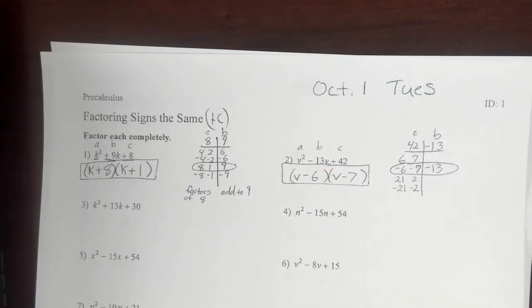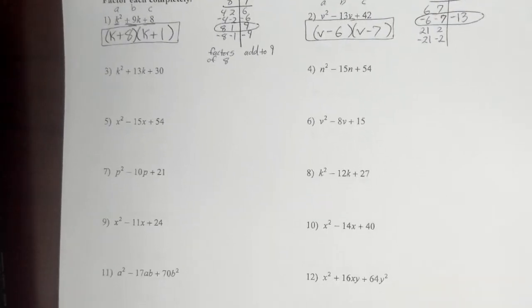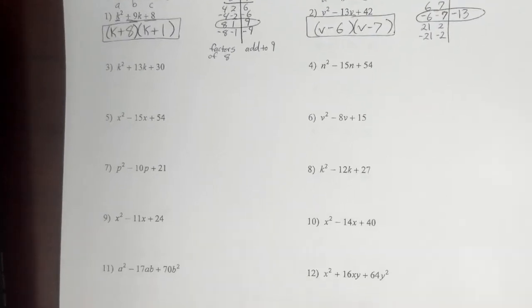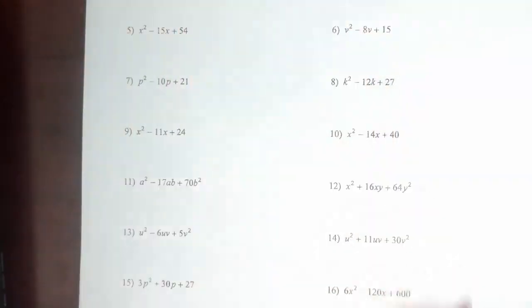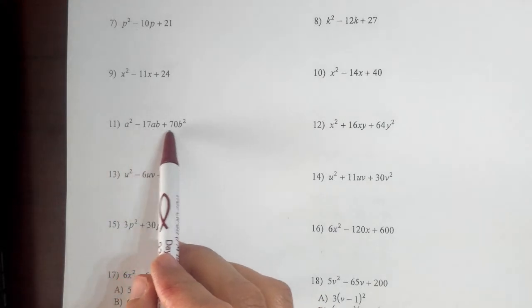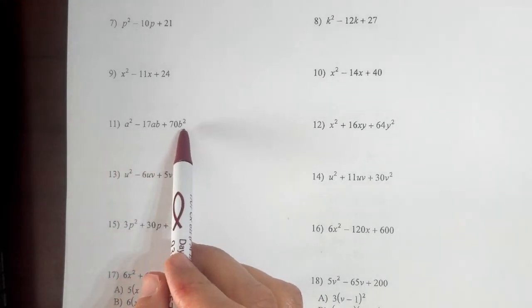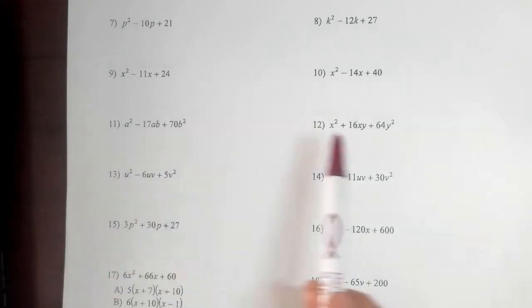Okay, so that's easy enough. Let's go down to some of these with multiple variables in them. So for example, if you look at 11, you've got an A, but then you also got a B here, the B squared. So notice this is kind of a pattern.